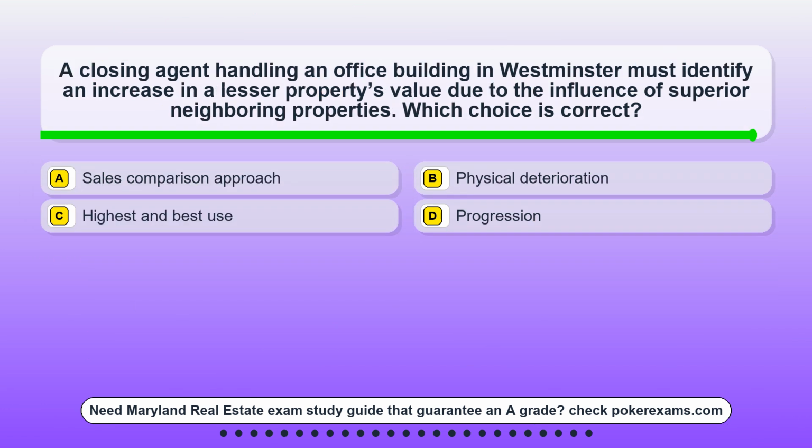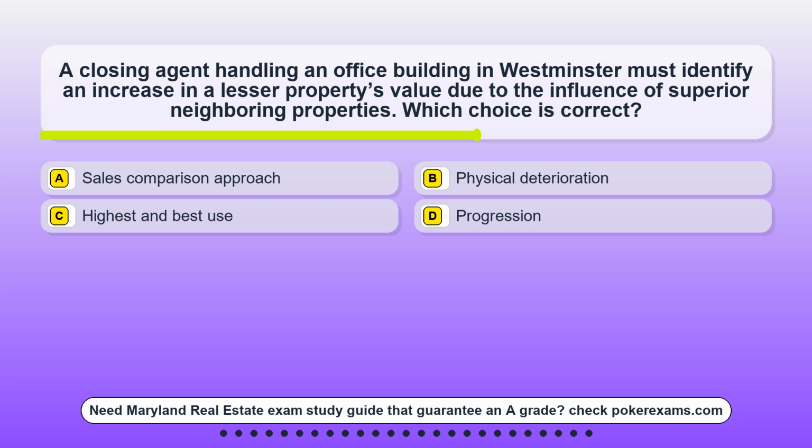Question 2. A closing agent handling an office building in Westminster must identify an increase in a lesser property's value due to the influence of superior neighboring properties. Which choice is correct? Option A. Sales comparison approach. Option B. Physical deterioration. Option C. Highest and best use. Option D. Progression.